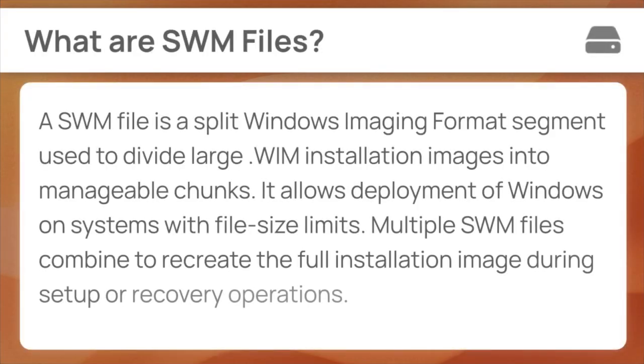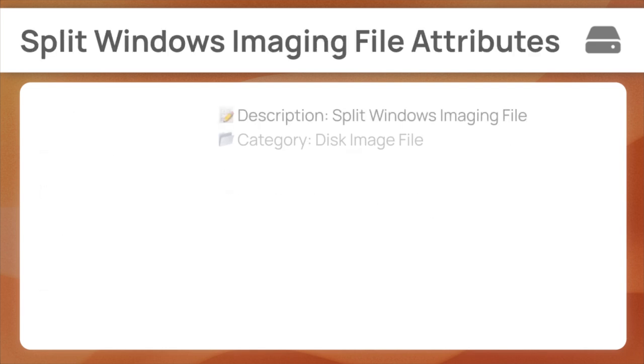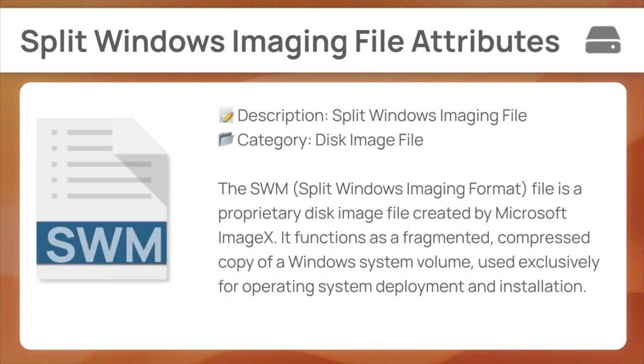The core identity of the SWM file is rooted in the disk image file specification. Its metadata is consistently defined by the split Windows imaging file type. The SWM split Windows imaging format file is a proprietary disk image file created by Microsoft ImageX. It functions as a fragmented, compressed copy of a Windows system volume, used exclusively for operating system deployment and installation.